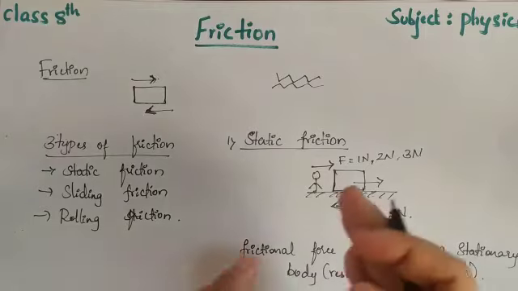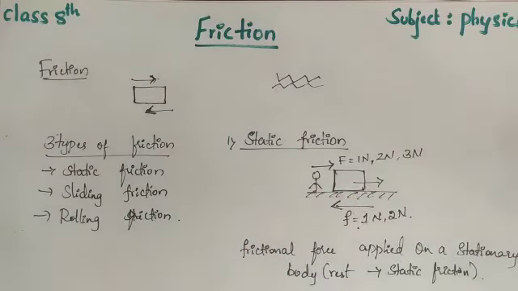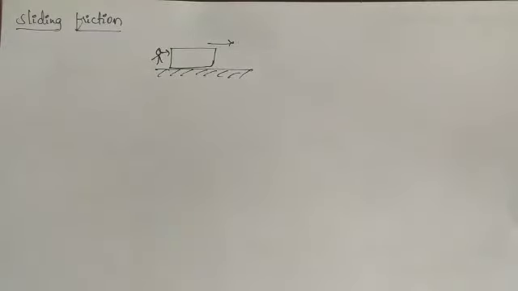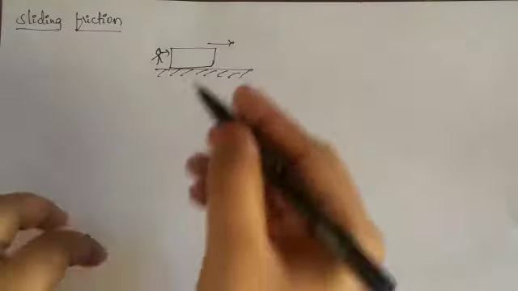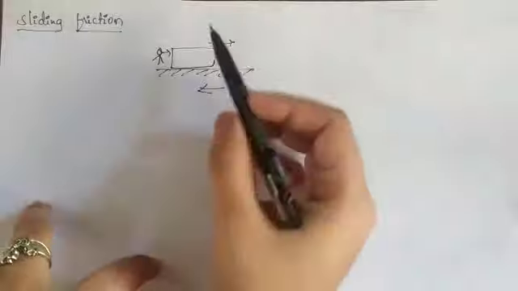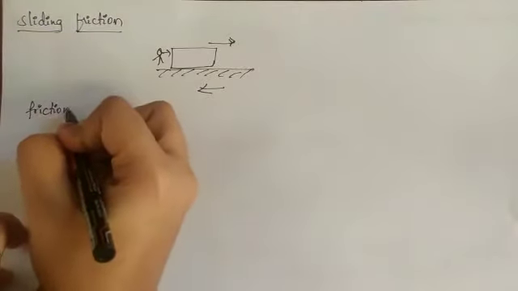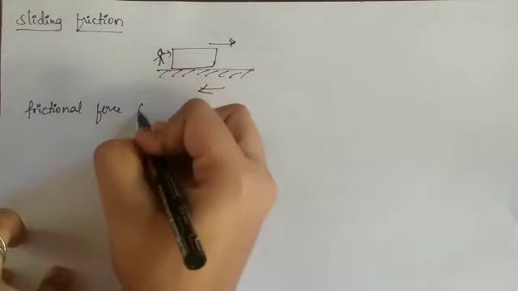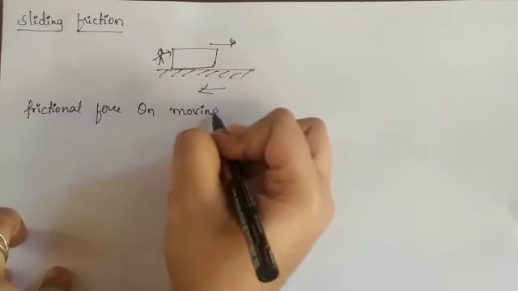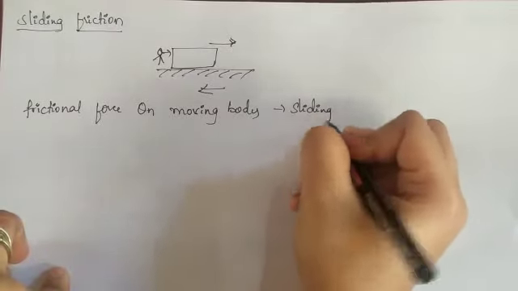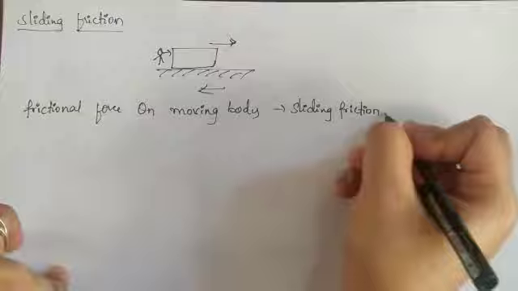Next, when the object starts moving, that friction we call sliding friction. So what does sliding friction mean? Static friction is the frictional force acting on an object at rest. Sliding friction means whenever an object is moving, there is a frictional force. So the definition is: a frictional force on a moving body is called sliding friction. Sliding friction is applicable only when an object is moving.